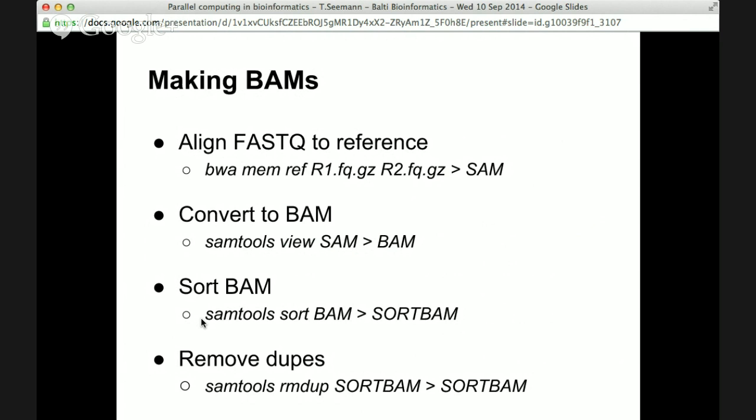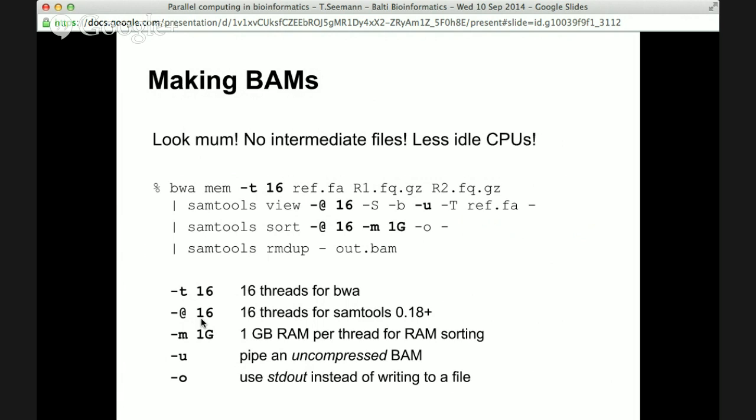To make a BAM, we have to align a FASTQ to a reference using SAM, convert that to a BAM, sort it, remove duplicates, and then index. We could actually do that without any intermediate files whatsoever. So here's a template line you may want to include in your pipelines, where we run BWA to do our paired end alignment to a reference using 16 CPUs.